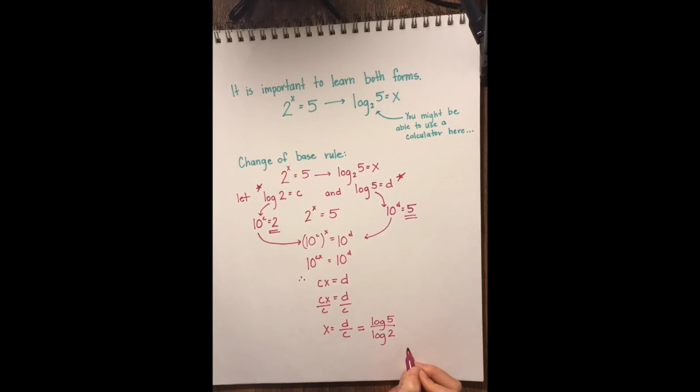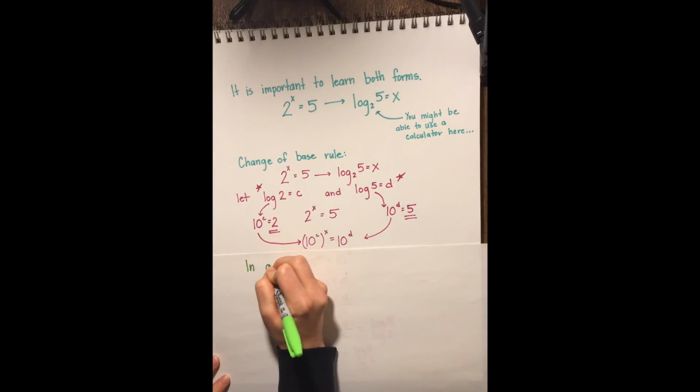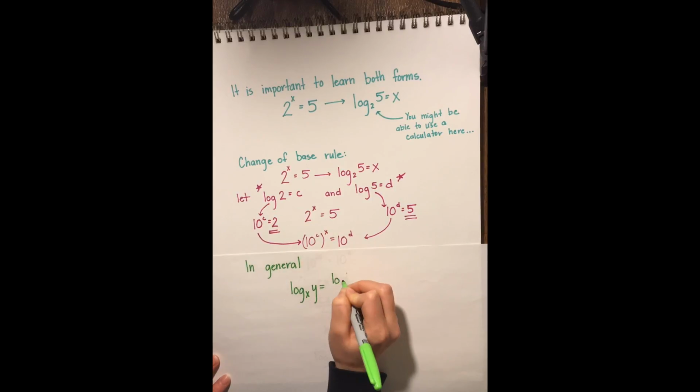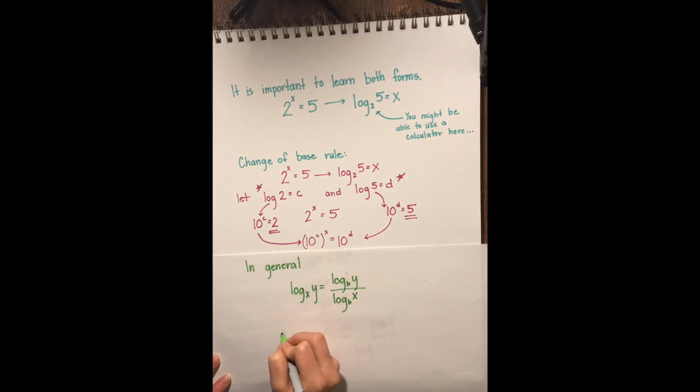In this example, the change of base rule states that log base 2 of 5 is equivalent to log 5 divided by log 2 with a common base of 10. In more general terms, any example, log base x of y equals log base b of y divided by log base b of x. Again, this is called the change of base theorem or the change of base rule.